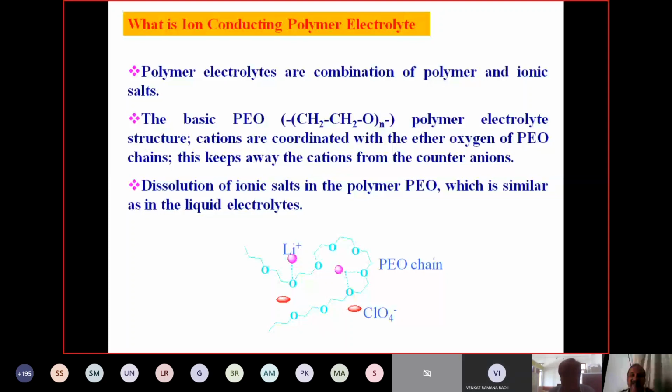The most widely studied polymer is polyethylene oxide, which has high applications. Its structure is CH2CH2O, where the oxygen has a lone pair of electrons, which can coordinate when you dissolve a salt like lithium chlorate or lithium iodide, etc. The lithium can coordinate, interconnect with the oxygen. You see here, this is the polymer chain, the oxygen is there, and lithium is coordinating with oxygen.